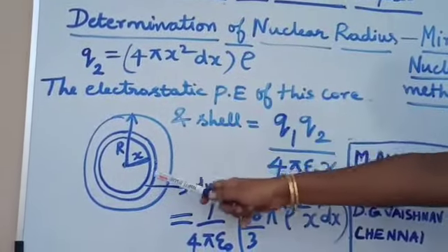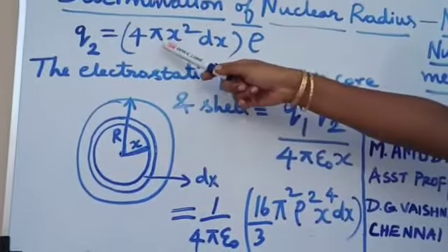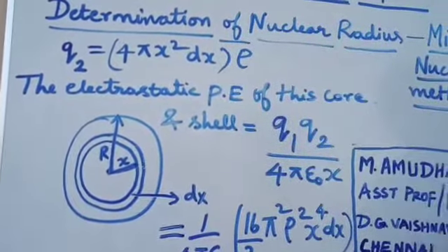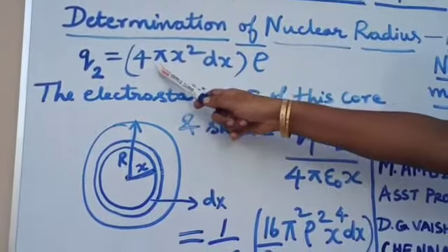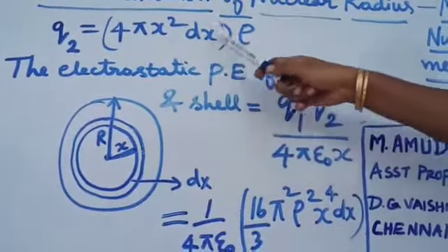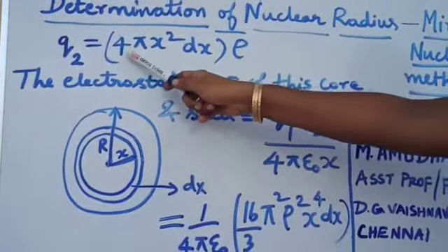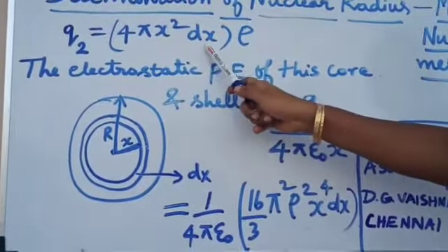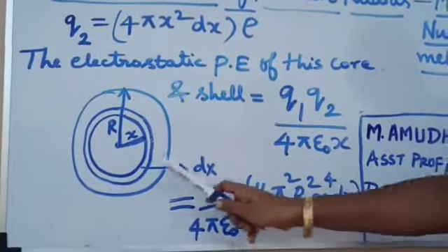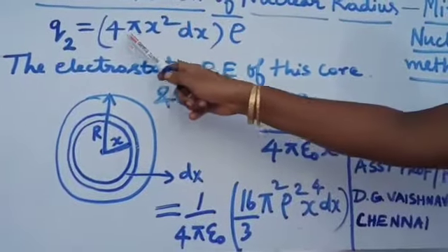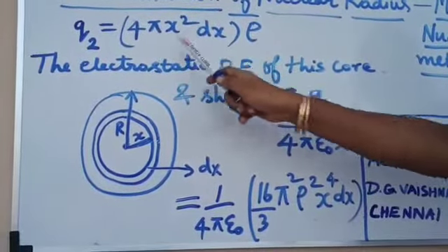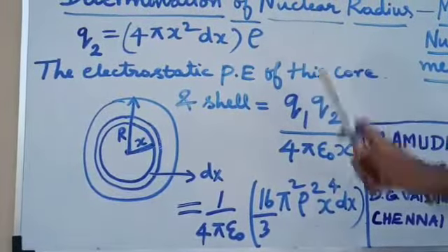Let q2 be the charge on the spherical shell. The general formula to calculate charge is volume multiplied by charge density. The volume of the thin spherical shell is determined by area times thickness. The area of the thin spherical shell is 4π x squared, and the thickness of the shell is dx, as already given in the figure. If you multiply these two, that gives the volume of the thin shell, multiplied by the charge density of the nucleus.